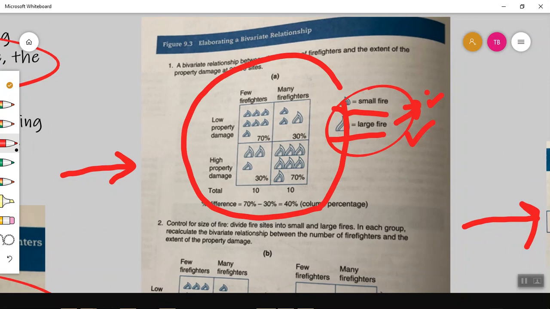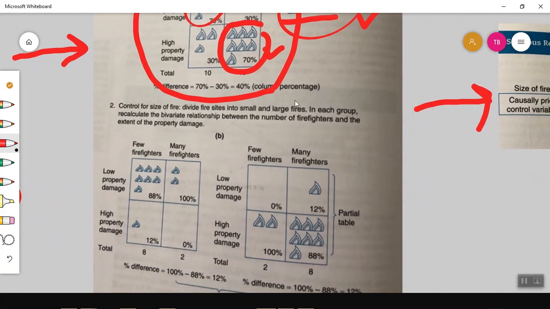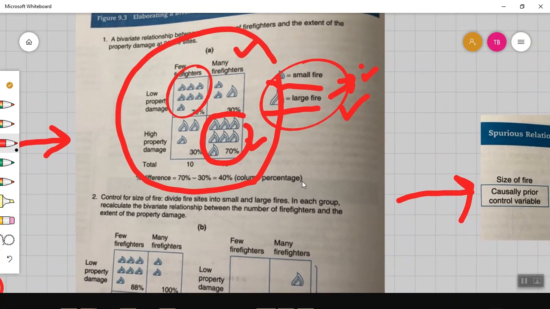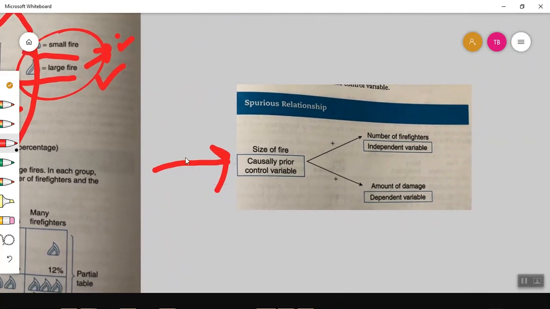You start seeing that yes, indeed, 70% of the time, where there's large fires, there's also many firefighters. Whereas when there's low property damage, there's also small fires. They start to come to the conclusion that rather than firefighters causing a lot of damage, it has something to do with the size of the fire. Okay, so this is a chart that they make, which isn't necessarily important for you to take a look at. It's more important for you to understand what the relationship is here. And maybe this over here makes it a little bit easier.